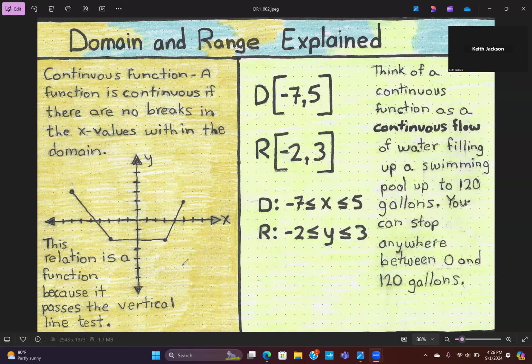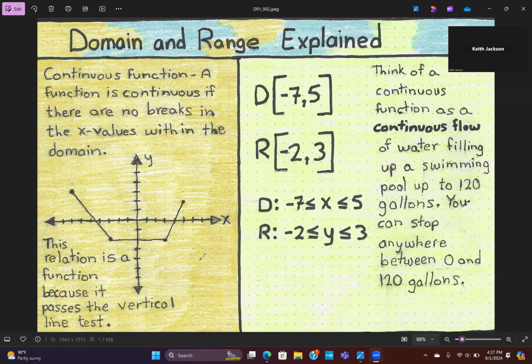And with that in mind, let's say this right from the start. This relation is a function because it passes the vertical line test, meaning that if we were to place a pencil vertically, this line will only hit the pencil at one specific point, which means that it passes the vertical line test, which means that this relation is actually a function. If it were to hit the pencil at 2 points, then this relation would not be a function.